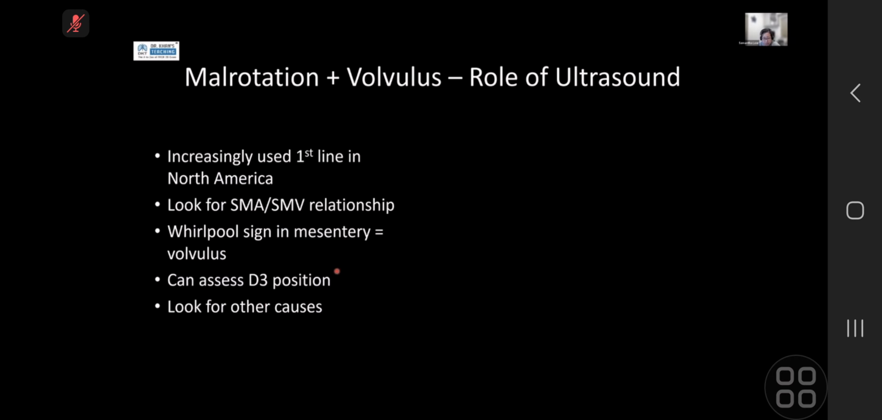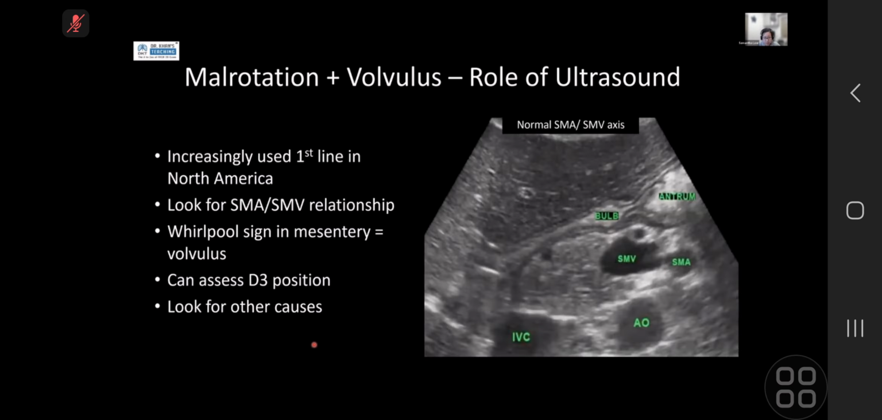I'm not a GI radiologist. I find it really hard, but I know of people who can. And of course, we're looking for other causes of why they are poorly. Okay, dilated bowel loops. Is there some sort of atresia? Those are things you're looking for on ultrasound.